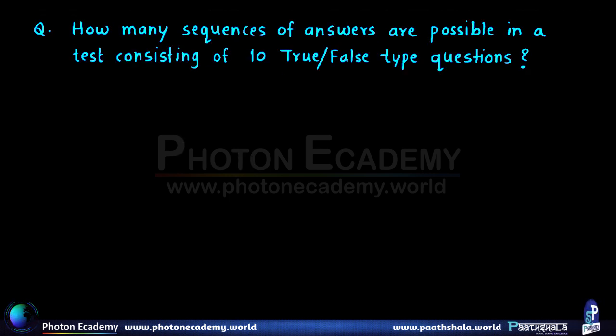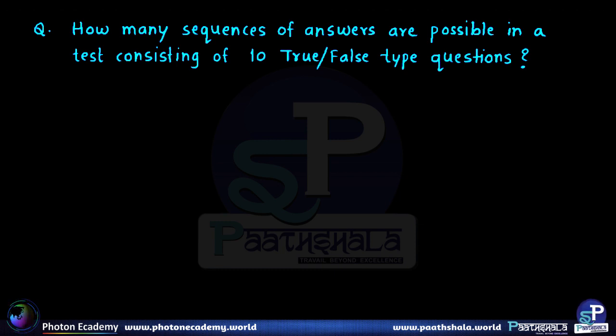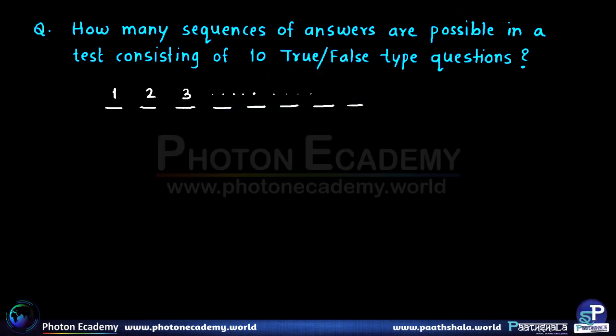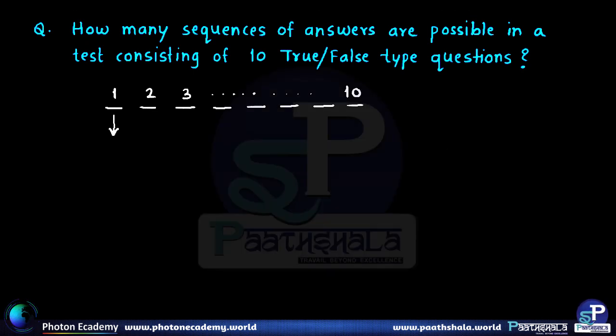How many sequences of answers are possible in a test consisting of 10 true or false type of questions? So now if we look at this particular test, which has say 10 questions: question number 1, question number 2, question number 3 and so on up to finally question number 10. Now once again, if you want to count the total number of different answer sequences, let's start one by one. If you consider the first question, that can be answered in 2 ways, that is either true or false.